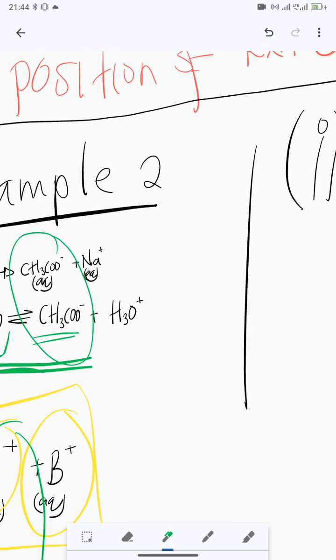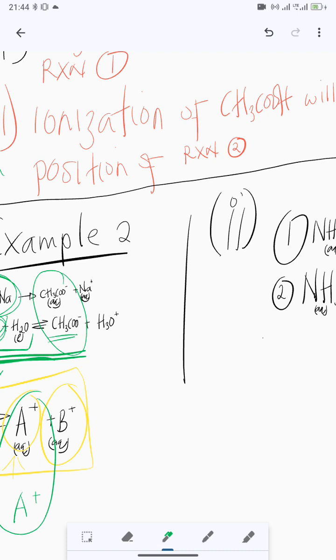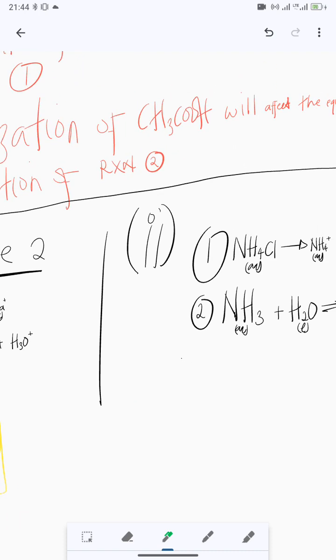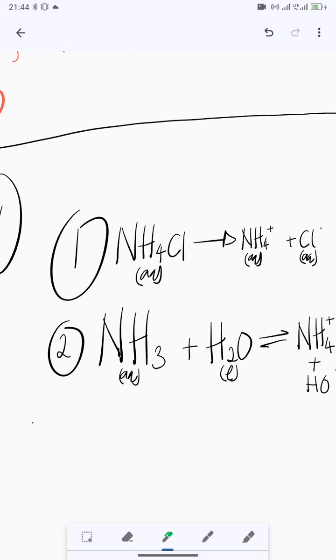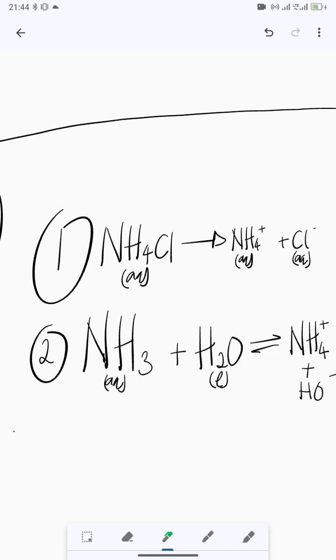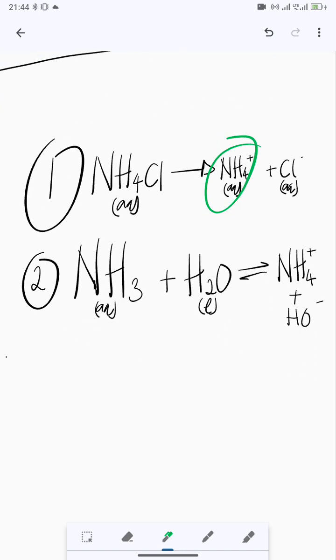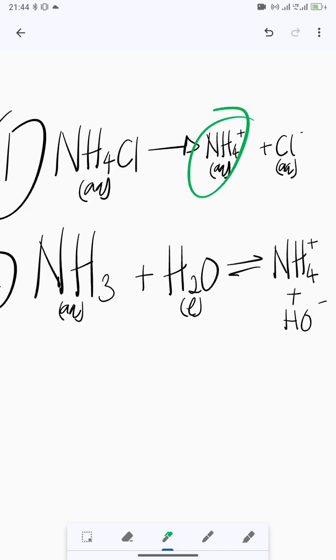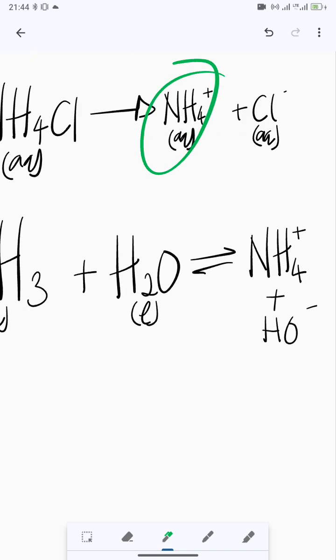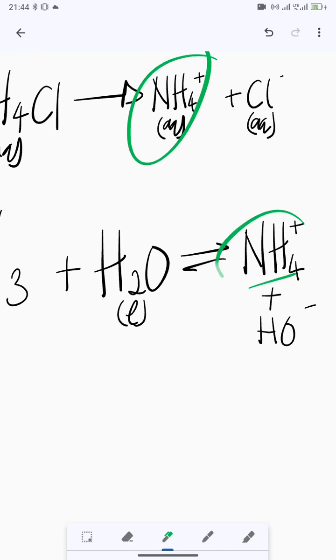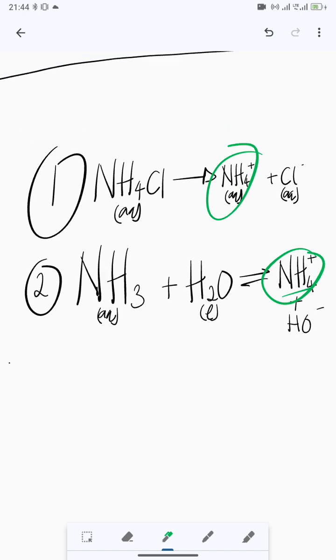Now, let's look at example number 2. By the way, if you have any questions, you can drop them. Now, you have ammonium chloride dissociating to this ammonium ion and this chloride ion. And then you have the second equation. You have ammonia reacting with water, and it gives you this and this. So what's the common ion? It is this one. So what will happen here?